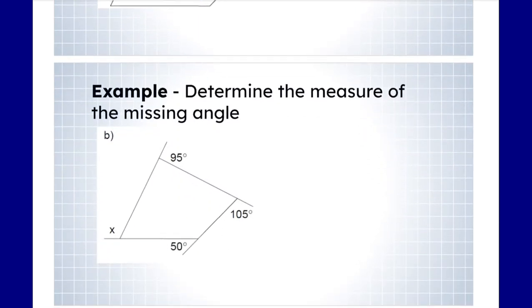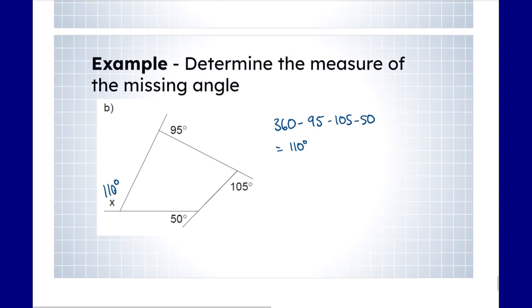For B, the next example, same idea. It's the same type of calculation because we're dealing with 360 degrees for the exterior angles. So 360 minus 95 minus 105 minus 50 works out to 110 degrees. That means that this exterior angle is 110 degrees.